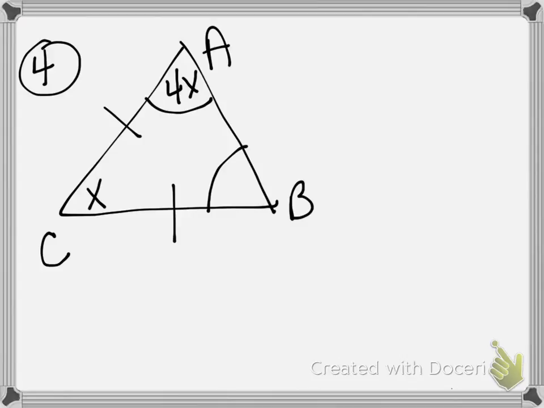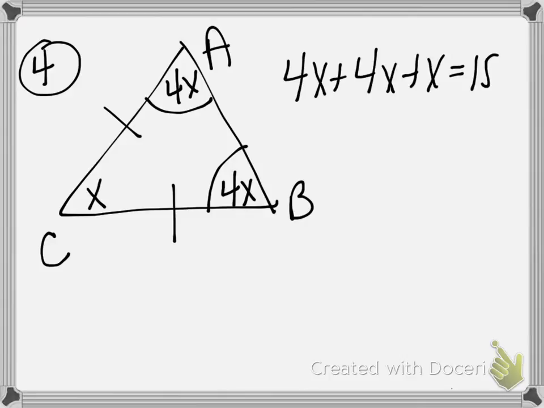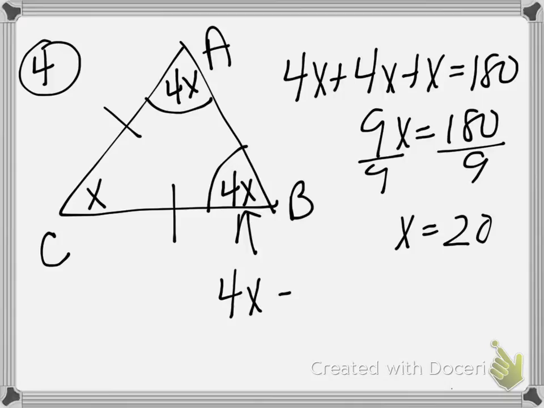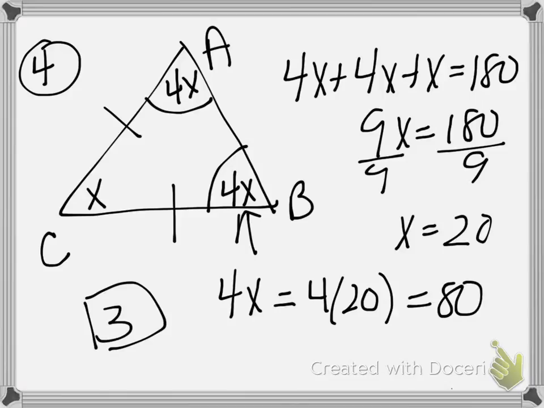Okay, so what we were saying is this is an isosceles triangle, and if one base angle is 4x, then the other one must be 4x. And we know that when you add the 3 angles, you have to get 180 degrees. So this will give you 9x. So x equals 20. And we need to find angle B. So angle B is 4x, but we know that x is 20. So that means it must be 80 degrees, and that was choice 3.